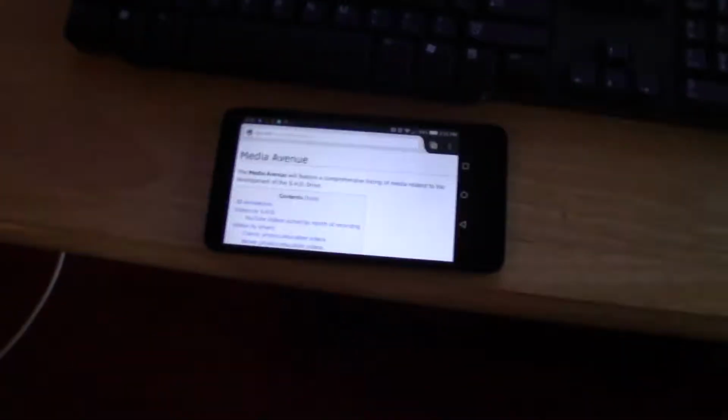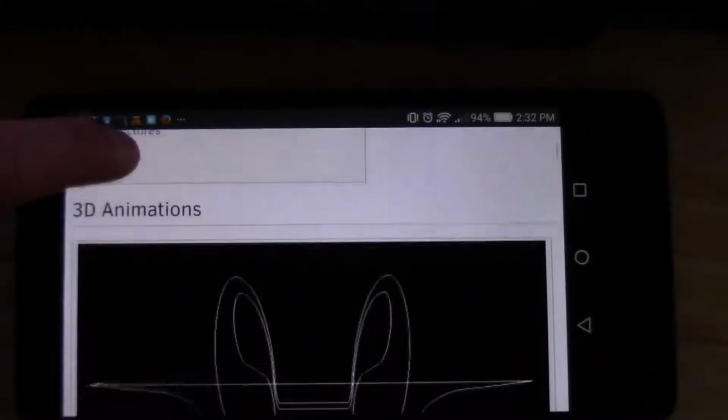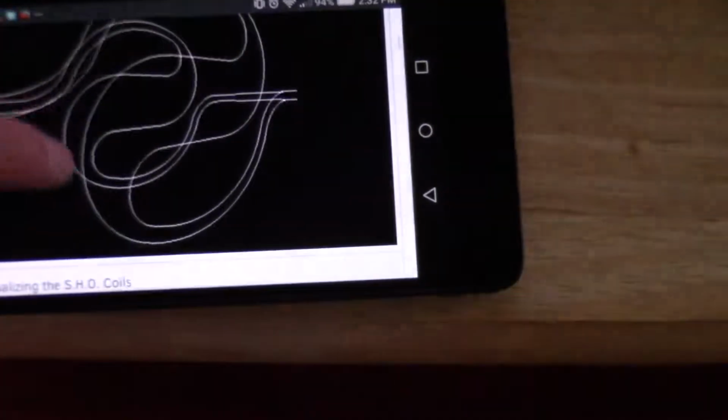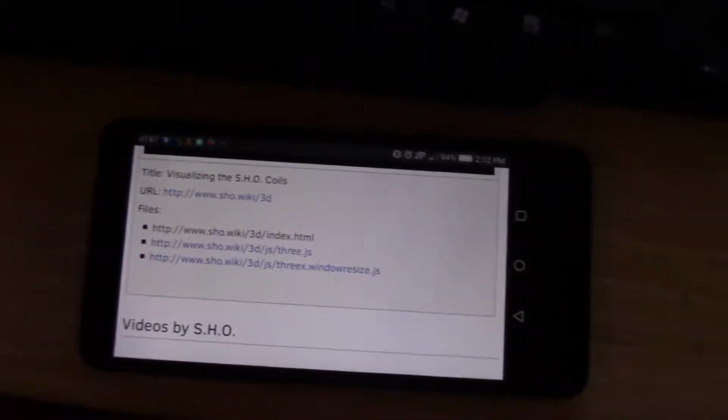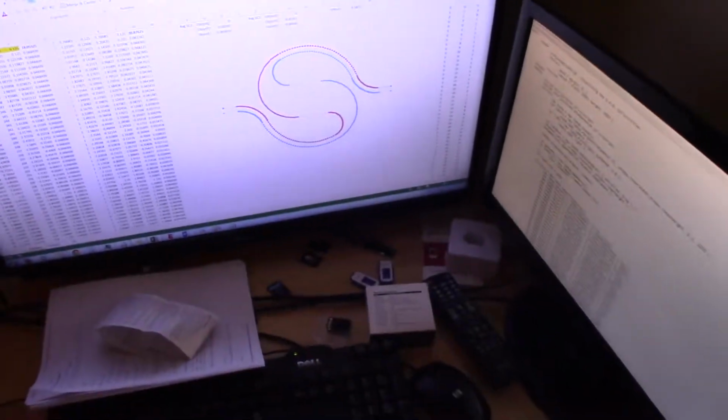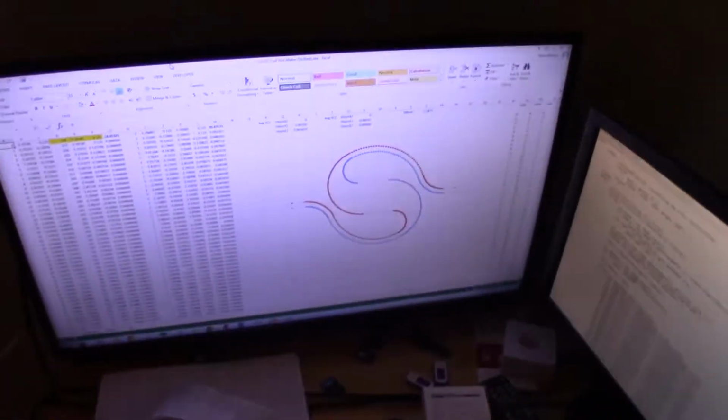So this is the cell phone here. I've got the Media Avenue showing on here. And I've spent some time working with 3D animations to help depict the SHO drive. Now, the reason why I'm going to be using 3D animations is not so I can Photoshop the SHO drive working. It's because when the SHO drive works, I need to be able to clearly convey the reason why it works and where the energy comes from.